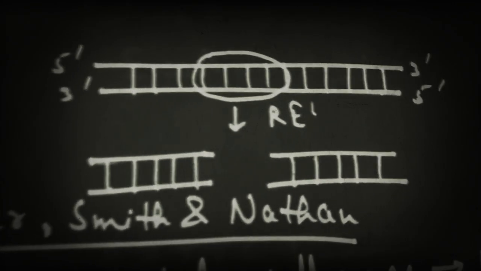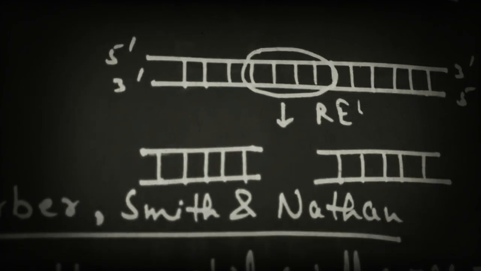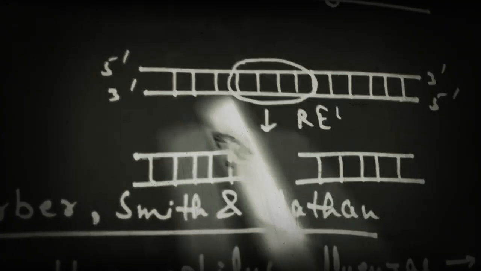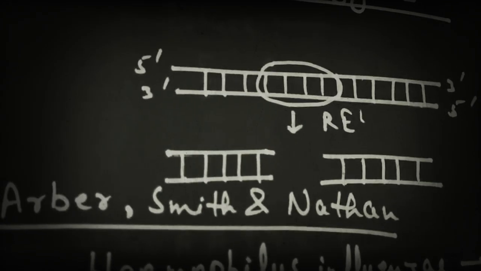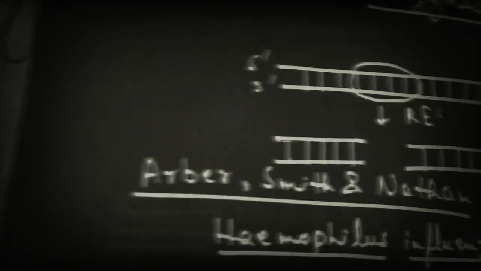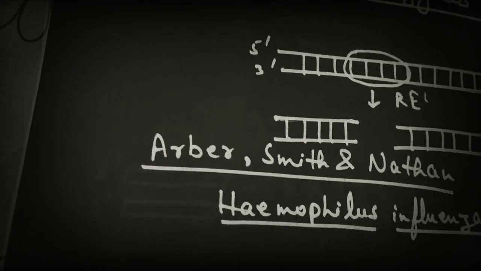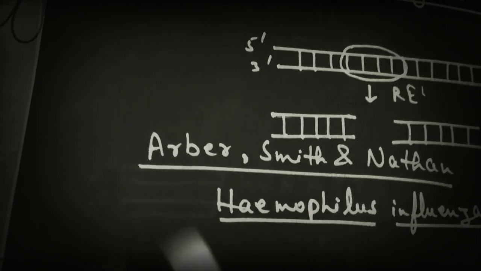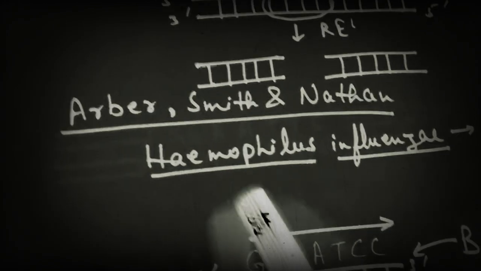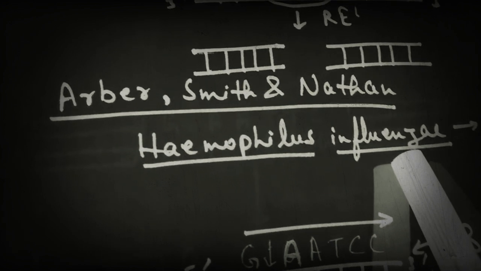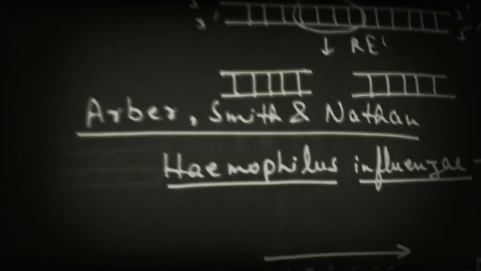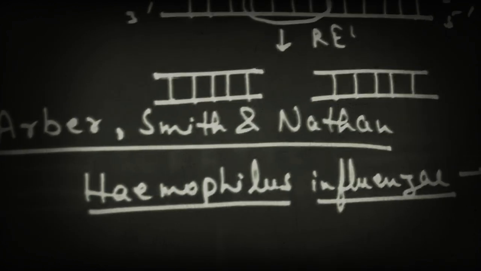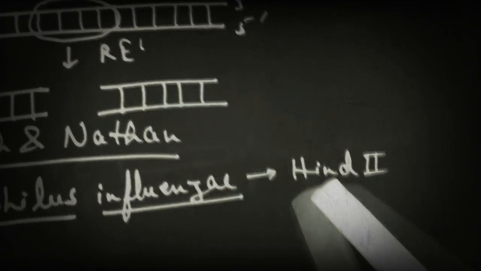In simple words, restriction enzymes are bacterial enzymes that cut DNA molecules internally at a specific recognition site, and that is why these are also known as molecular scissors. Restriction enzymes were first discovered and studied by Arber, Smith, and Nathans. Haemophilus influenzae was the first restriction enzyme whose DNA sequencing was done and was discovered by Hamilton Smith. The restriction enzyme isolated from this bacteria was HindII.